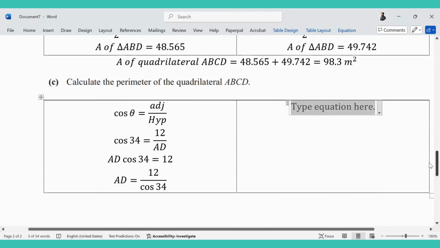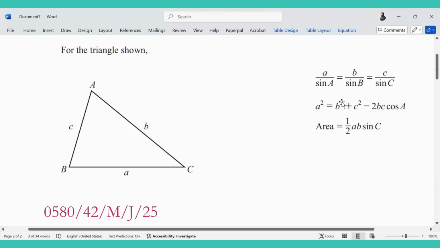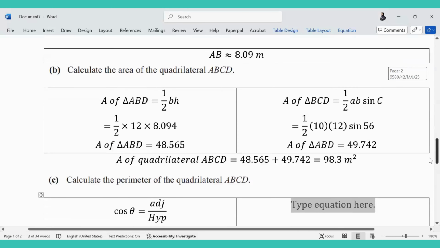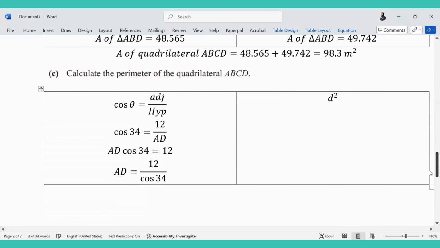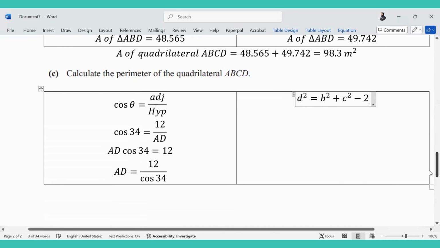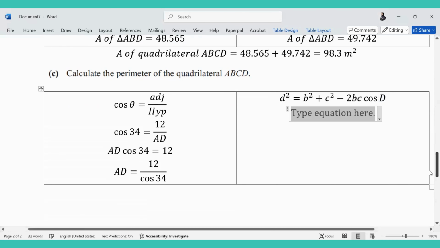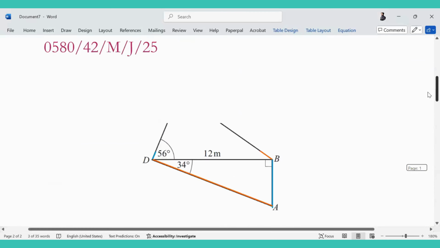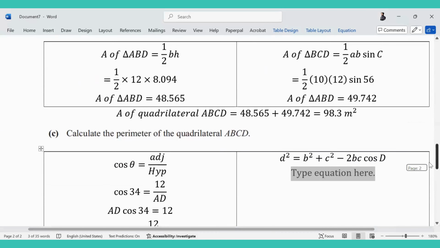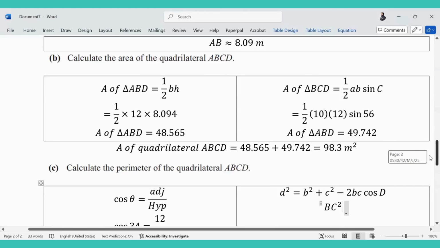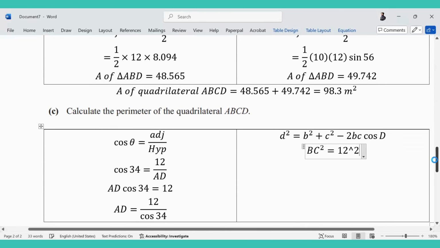So how can I write it? The cosine rule formula will always be provided. Just tailor it as per your need and use it. So you can write it for D squared: the other two sides are B and C, minus 2BC cos of D. The length D is basically named as BC, so I'll be calling it BC squared. The other two lengths are 12 and 10, and the angle is 56. So 12 squared plus 10 squared minus 12 into 10 into cos of 56.